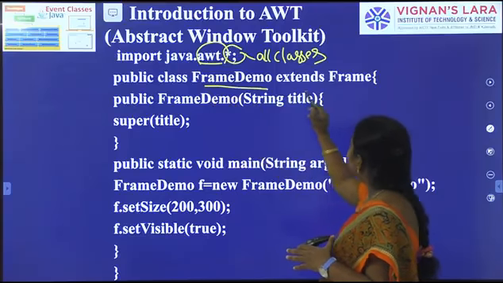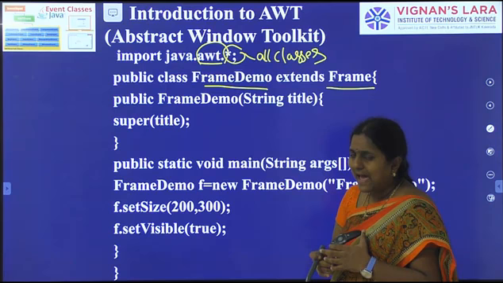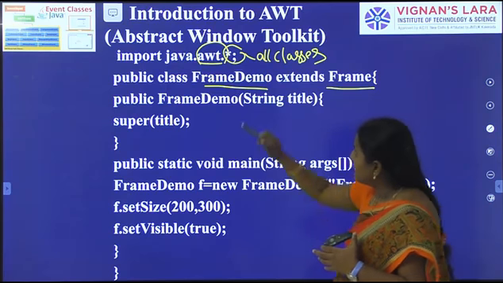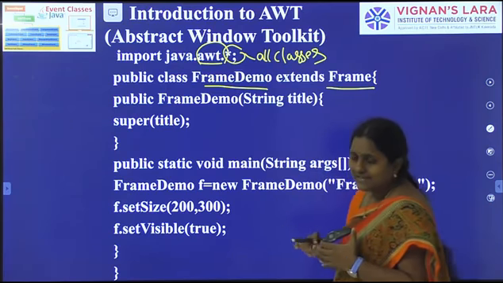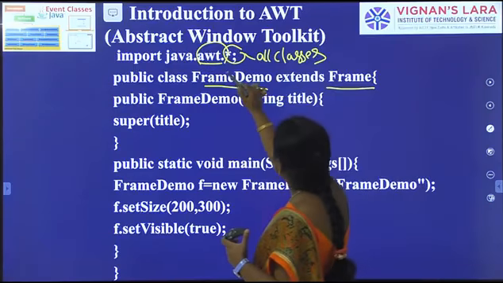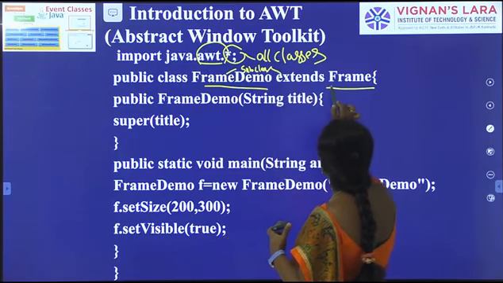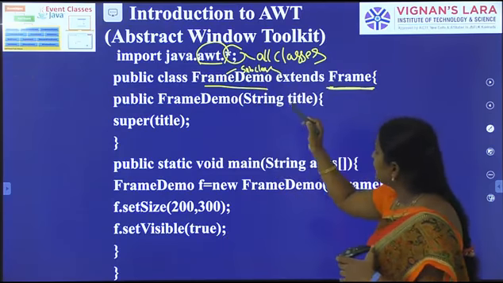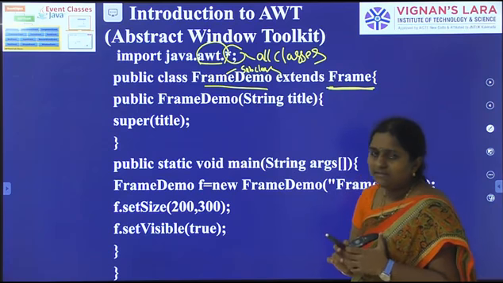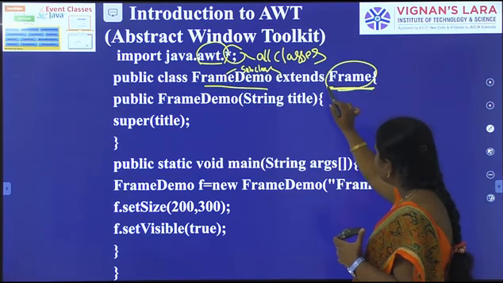Next one, FrameDemo extends Frame. I already told you this syntax in the last slides. Our class is a subclass of the Frame class. Here FrameDemo is a subclass, and Frame is a predefined class. So what are the default behaviors, and what are the properties available in the Frame class?